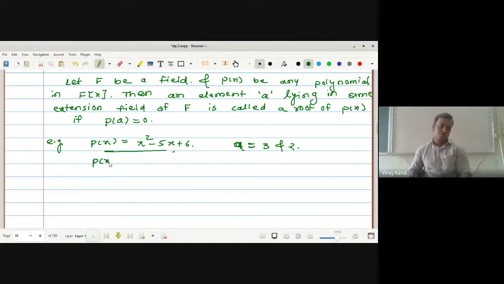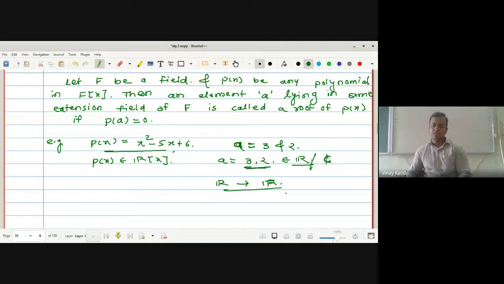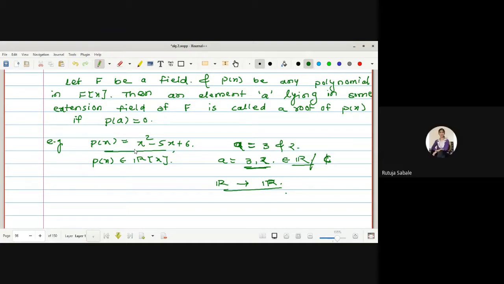Suppose this P of x belongs to R of x. So a is equal to 3 and 2 also belongs to capital R, which is an extension of R. Any field is an extension of itself. We can also write R and C, the two being real and complex numbers. So here 3 and 2 are the roots of this polynomial. Any doubt up to here? No, sir.